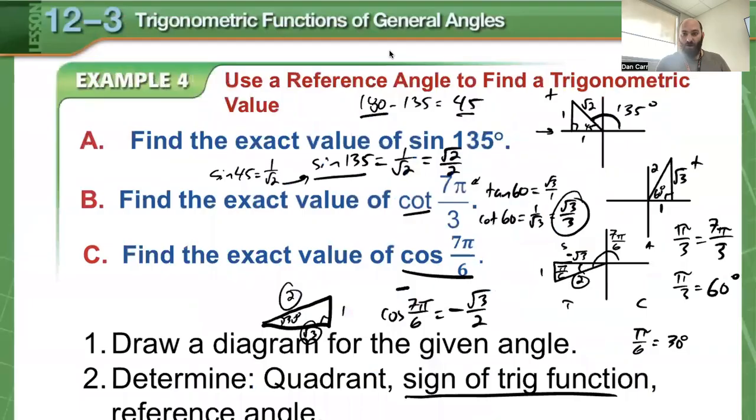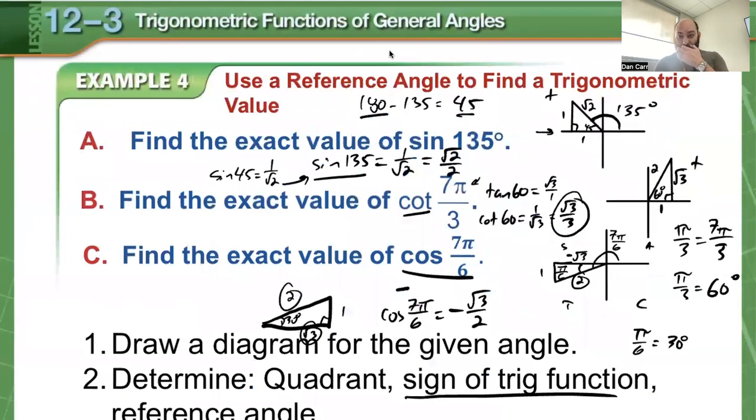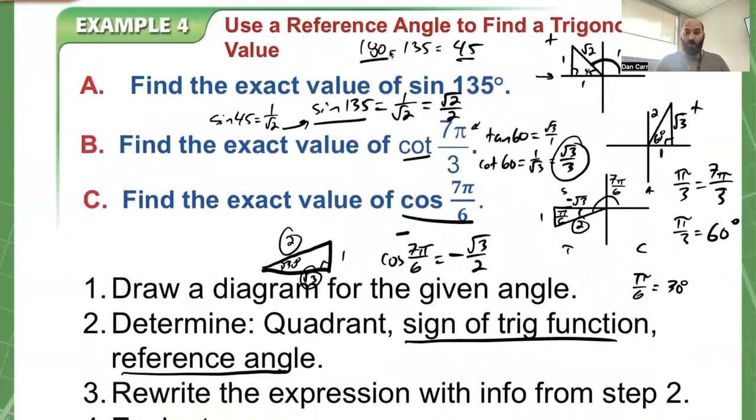The other way we use our general angles is this way. Draw a diagram, figure out what quadrant you're in. You use that to figure out what sign you need to use, and that's the all students take calculus. So again, it starts in the upper right, quadrant 1, goes around in a circle like that, where all students take calculus. Okay. And that is it for today.